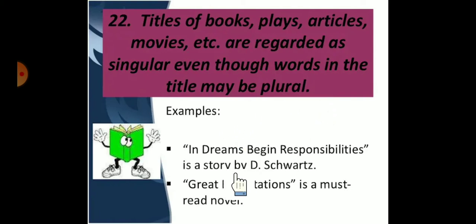For example, In Dreams Begin Responsibility is a story by D. Scotch. Here, in In Dreams Begin Responsibility, Dreams is in the form of plural, but the verb form is singular. Alright. Then Great Expectation, under inverted commas, is a must read novel. The name of the novel is in the form of plural, but the verb here we have used is singular. Is a must read novel.